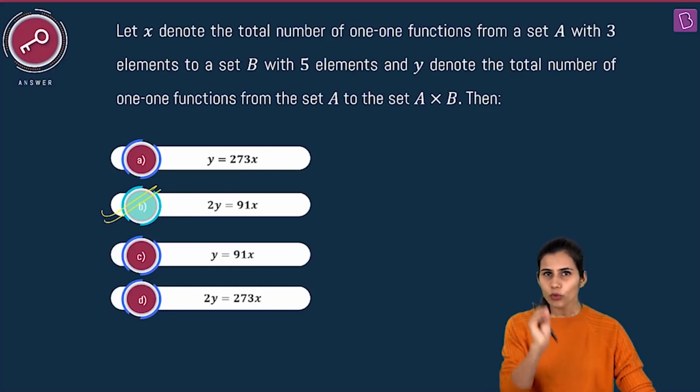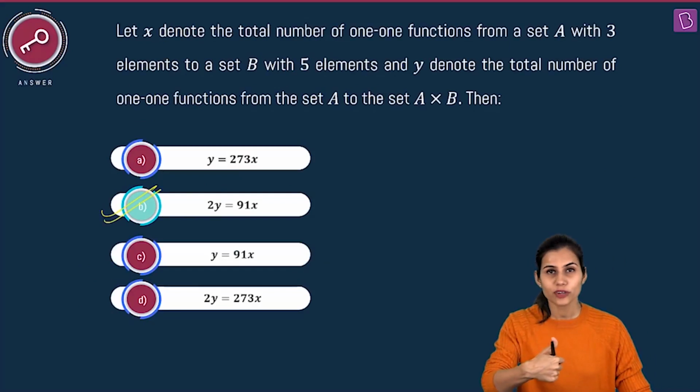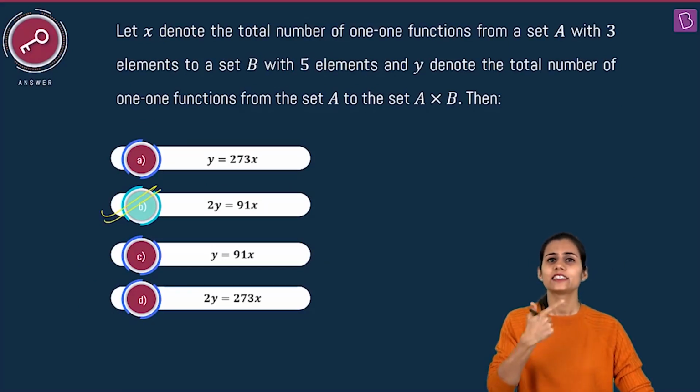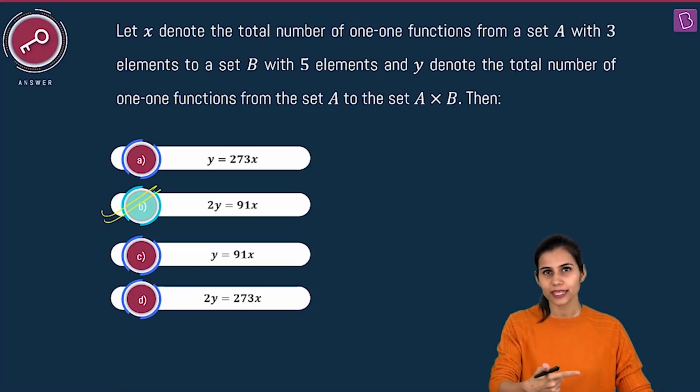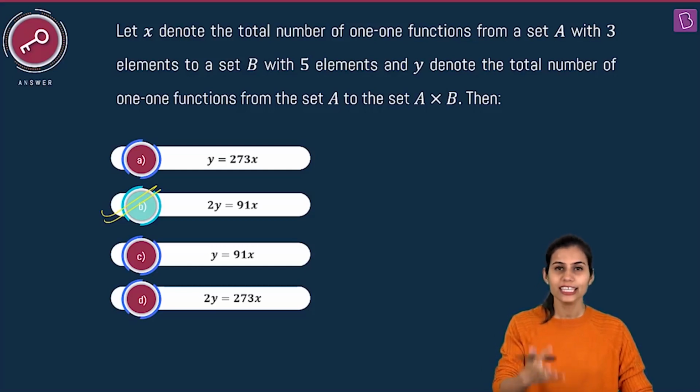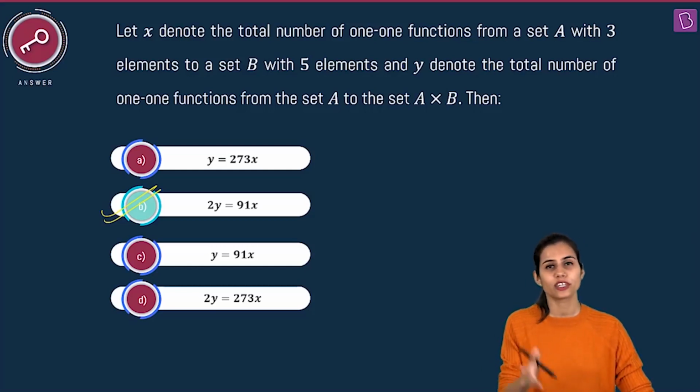So this question only demanded from you the concept of, first of all, the definition of one-one function, and next, the fundamental theorem of multiplication, which is the fundamental theorem of counting, to compute the total number of one-one functions from the first set to the second set. That's it.